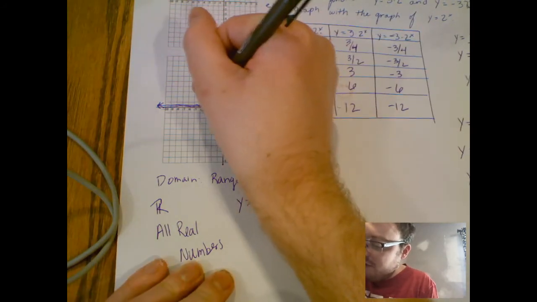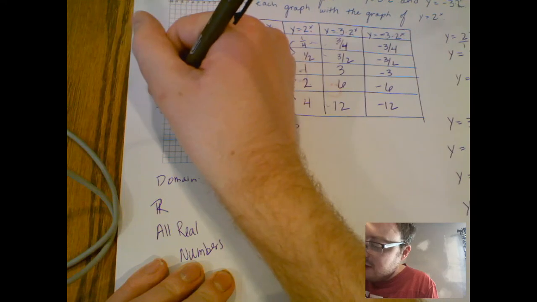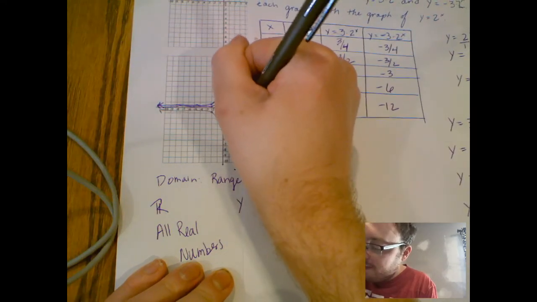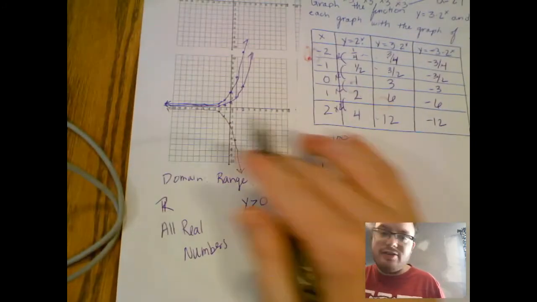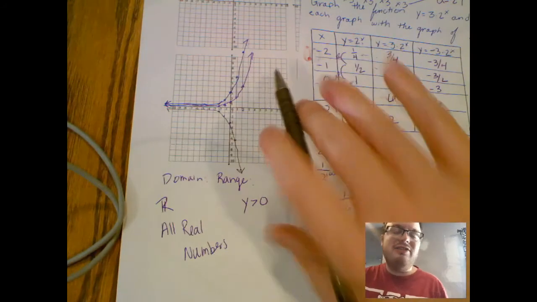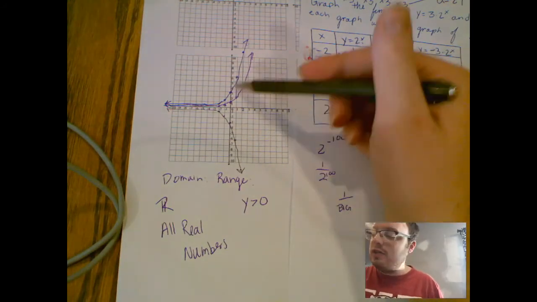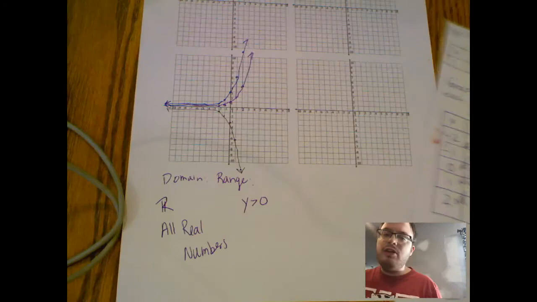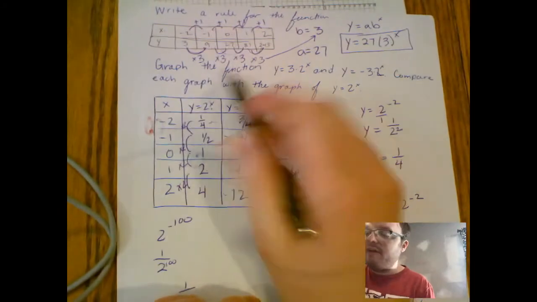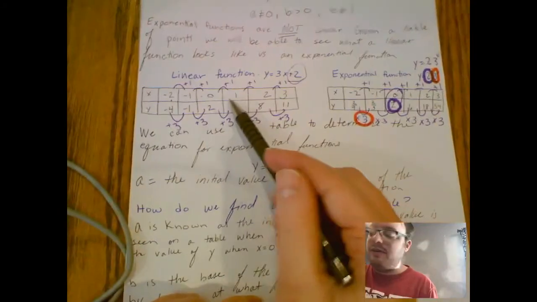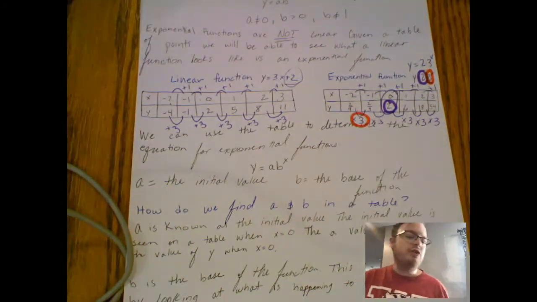And what this graph looks like is, it's going to look like this. It's really just going to be reflected across the x-axis. It's going to be kind of flipped down instead of flipping up. And so the key thing here is to compare functions, as well as to determine how to write a function rule from a table, and then also to be able to determine if a function is a linear function or an exponential function.